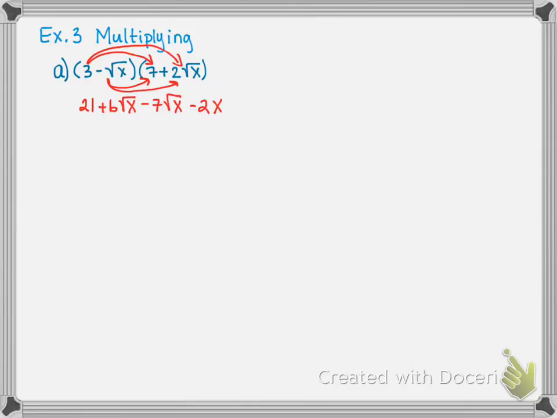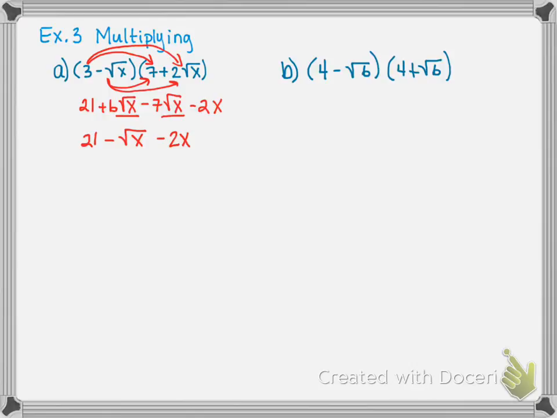We can simplify or combine our middle terms because they have the same radicals. We've got x underneath the radical. Both of them have index 2. 6 minus 7, we are going to get minus radical x. So we now have 21 minus radical x minus 2x, and that is our answer.